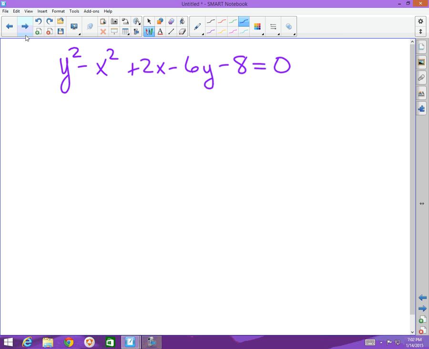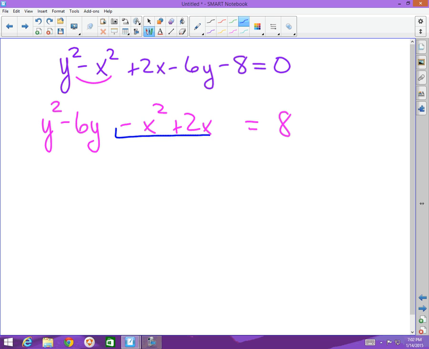And then lastly, we have this one here, and same thing, you've got y squareds and x squareds, and because it's a minus x squared, we should put that second. So we have y² - 6y - x² + 2x = 8. Now this one you've got to make sure that the x is by itself, so it's a negative 1 times (x² - 2x) = 8. And this stays y² - 6y.